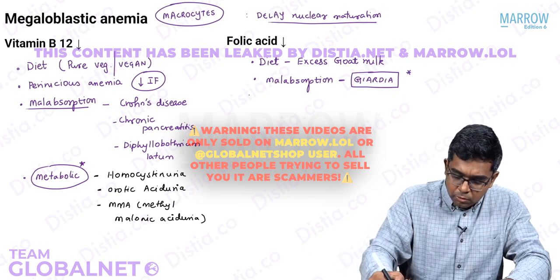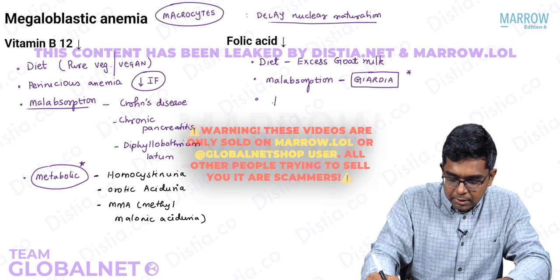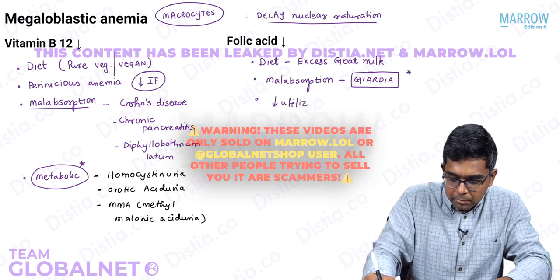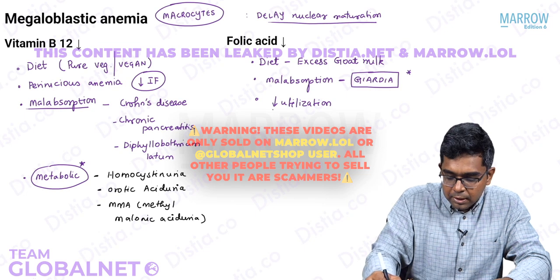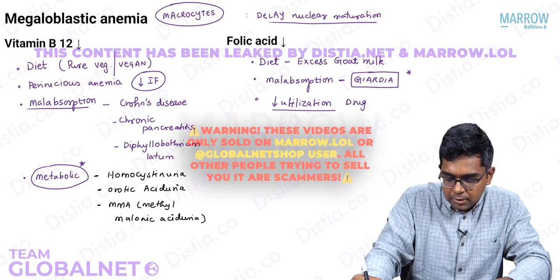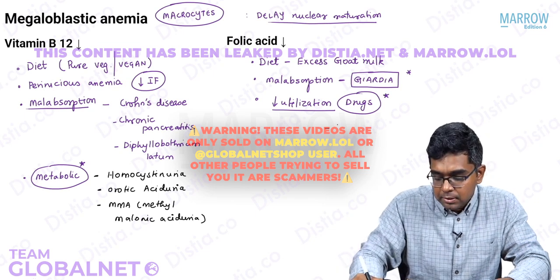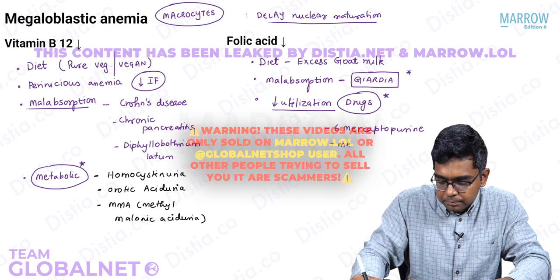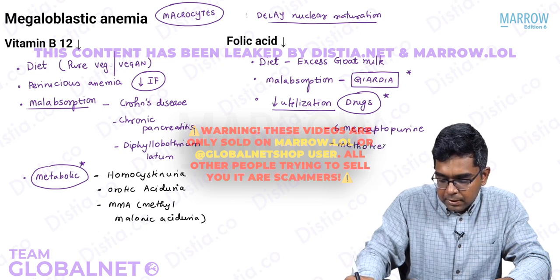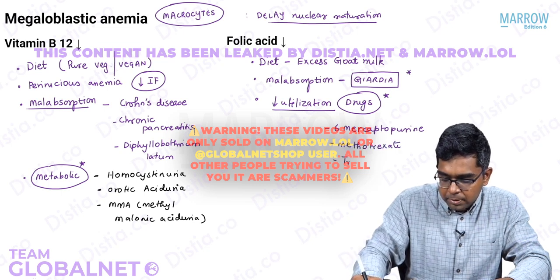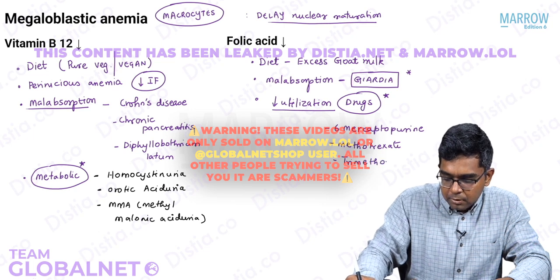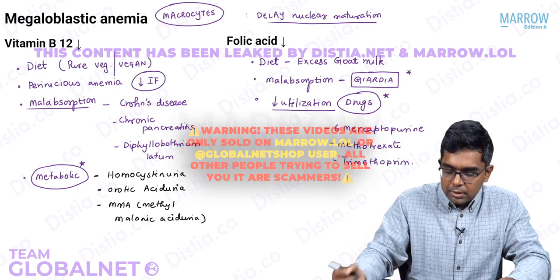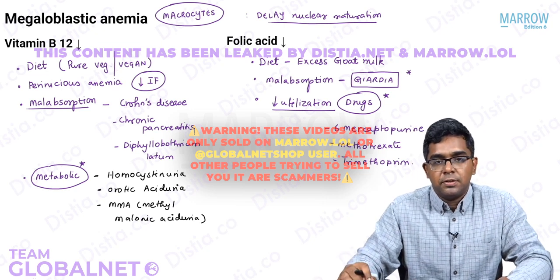Okay, right. It can also be associated with a condition characterized by decreased utilization or metabolism of folic acid, and this is usually associated with drugs. Important examples of drugs in this category include 6-mercaptopurine, methotrexate, as well as trimethoprim. These are the usual causes of folic acid deficiency.